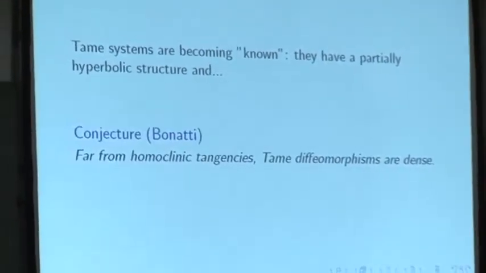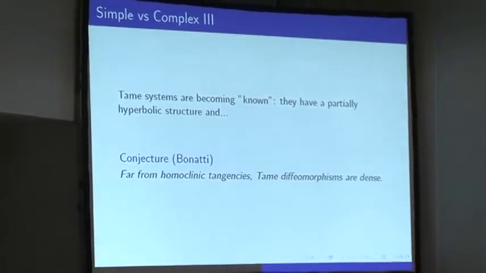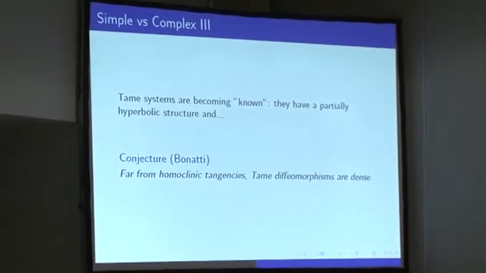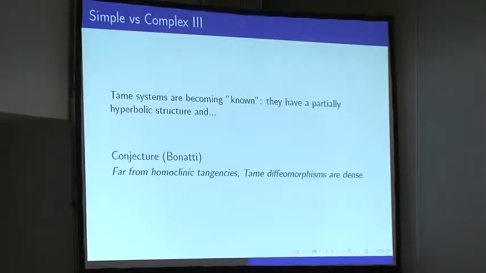So we have here a conjecture of Christian Bonatti that is an extension of the Palis conjecture. That says that far from homoclinic tangencies, tame diffeomorphisms are dense. In some sense, what it means is that homoclinic tangencies and cycles are the responsible for the wild dynamics. So here we have wild and tame. And what it says is that far from homoclinic tangencies, tame diffeomorphisms are dense. So what are the results in this direction?